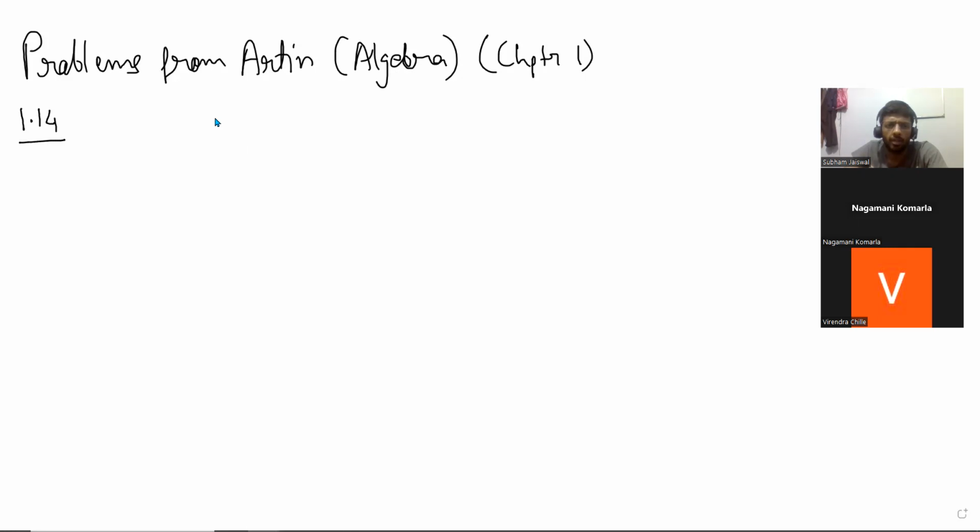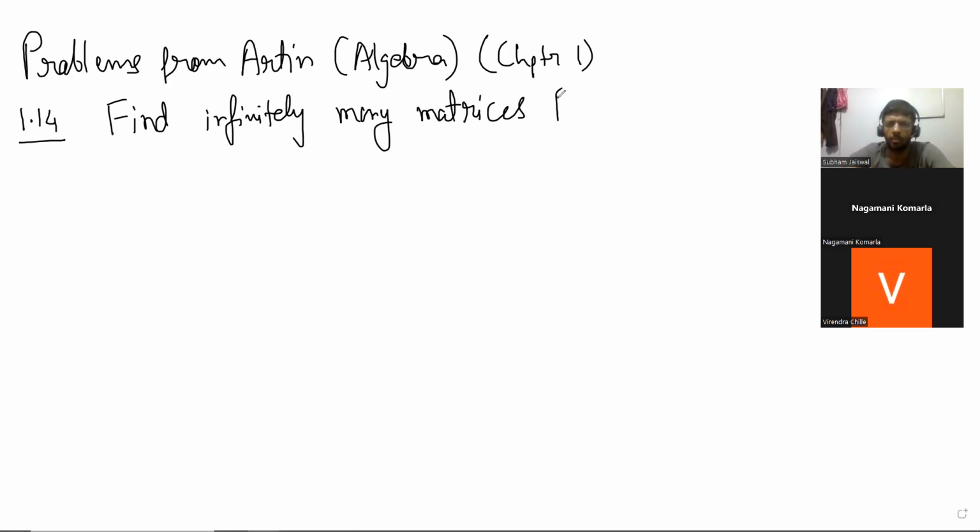So the question is: find infinitely many matrices B such that BA is I2. Okay, so I2 is the identity matrix of size 2, when A is equal to this: 2 1 1, 3 2 1.